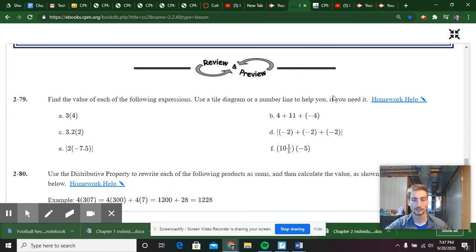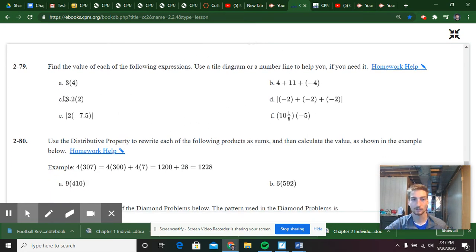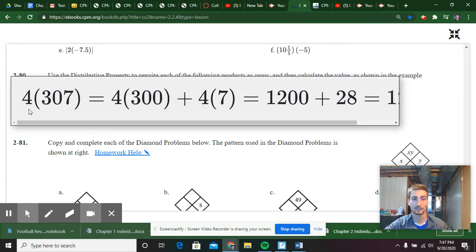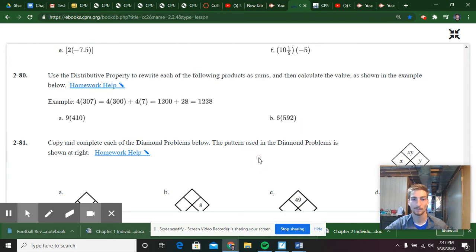Here's some examples. And now we're taking a look at the review and preview. Here we have expressions with multiplication, where they're inside the parentheses, with numbers on the outside. And then we also have absolute value. And then we even have both of them put together like we see here in E. Distributive property, which again is just saying that the number on the outside you multiply with the number on the inside of the parentheses. And you could break, in this case, 300 into 307 to 307.